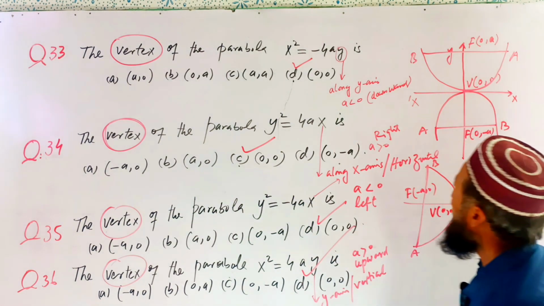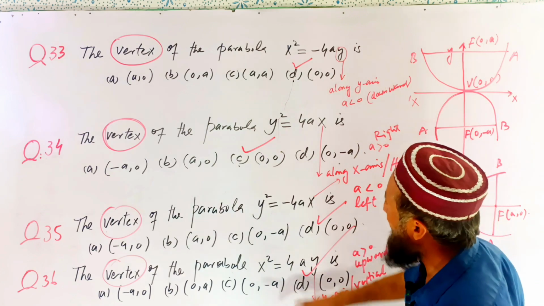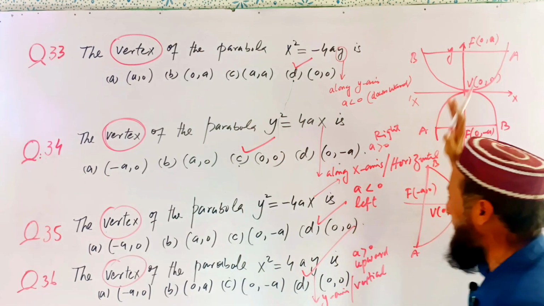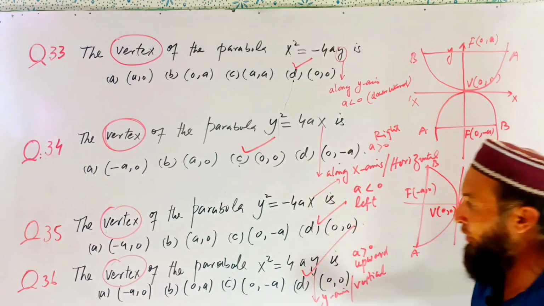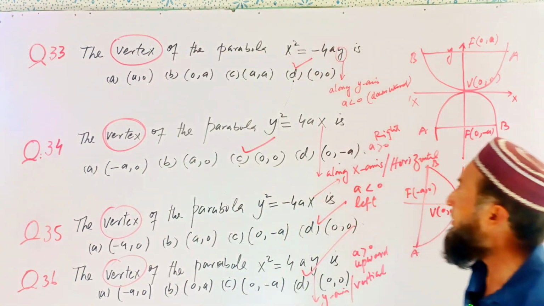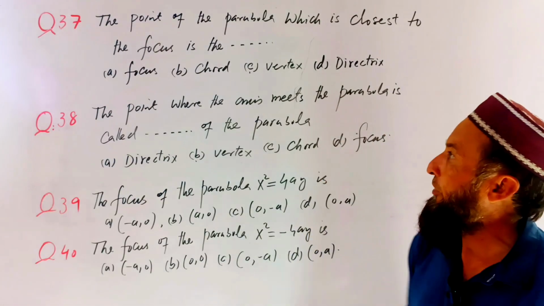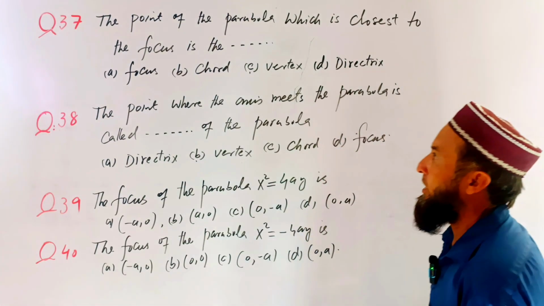Look here, the vertex for all of the parabolas along the y-axis, along the left side, along upward, downward, there will be no effect here. Vertex will be 0, 0 for each one. Proceeding to the next MCQs, question number 39.